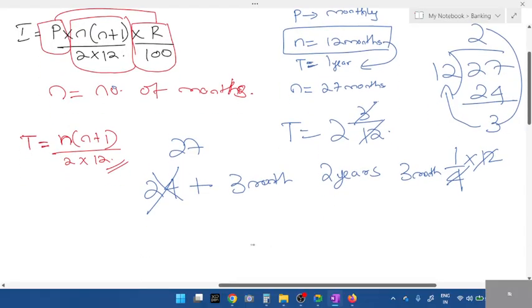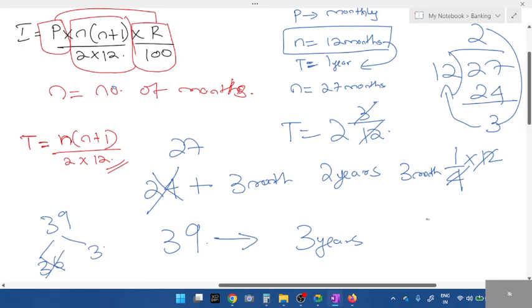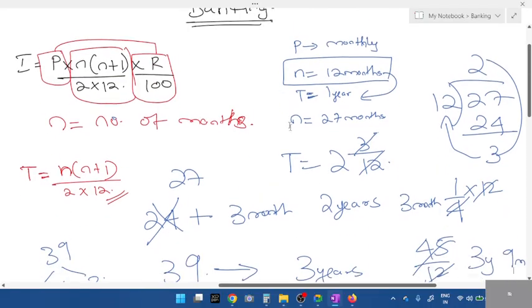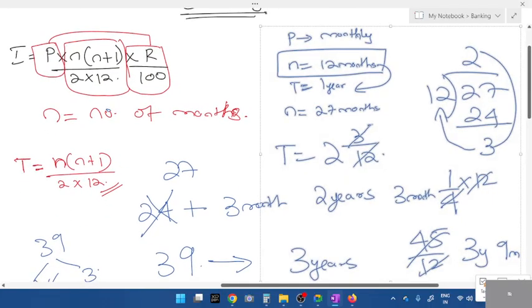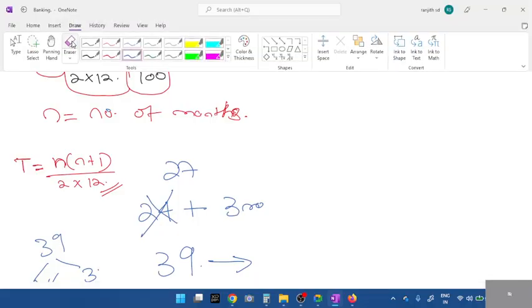Instead of dividing and wasting your time, what about 39? 39 has how many years? 3 years. How many months are left? 39 minus 36 leaves 3. Even if you get 45, divide by 12. 12 threes are 36, so 3 years, and after 36 you have 9 months left. Is the calculation part clear? So whenever they ask us to find the N value, convert it into time. This is the first point. Next.